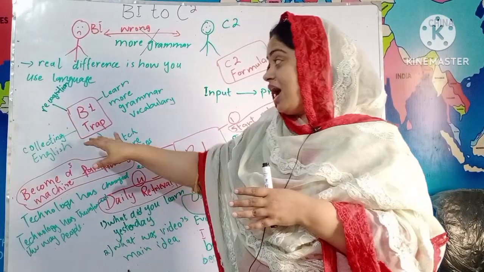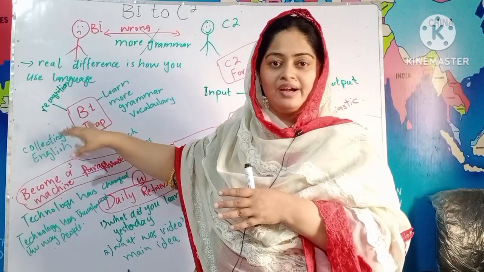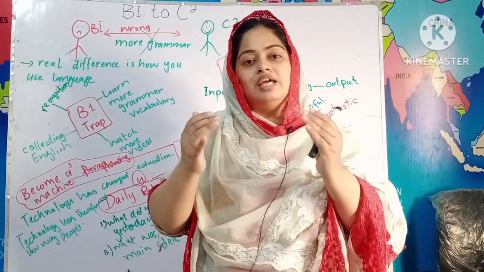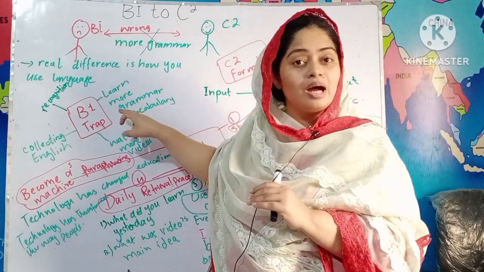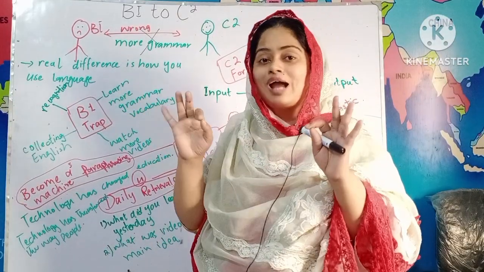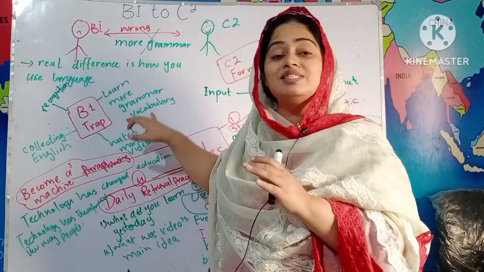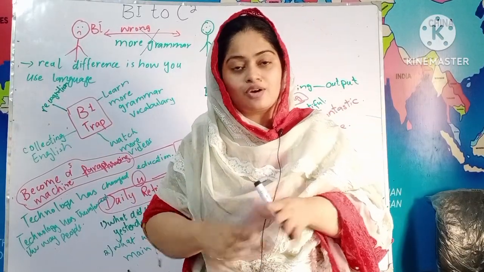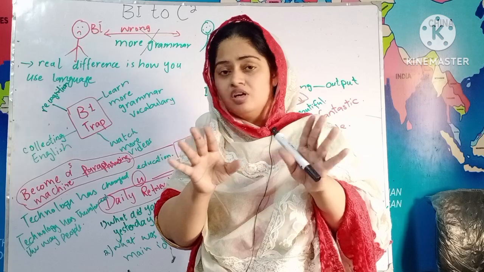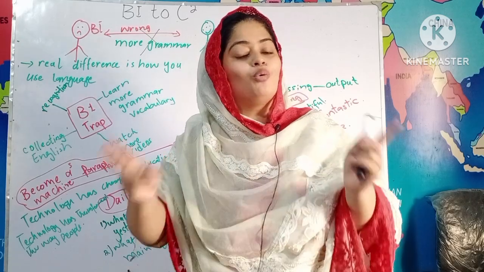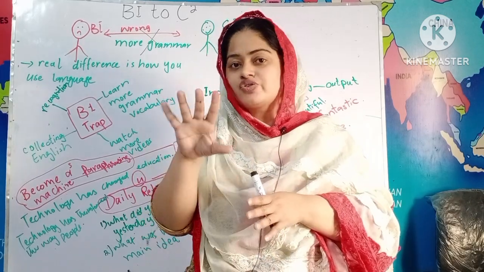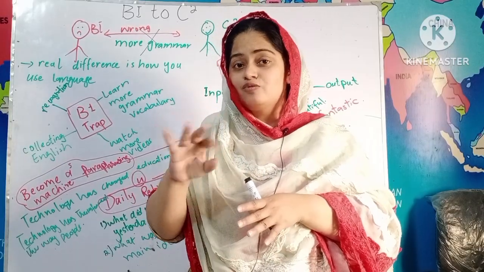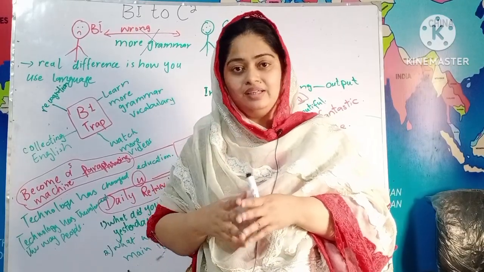Now, what is the trap? The B1 trap, and how are they trapped in B1? Because they learn more grammar rules, they learn more vocabulary words, they watch movies, and they are collecting English language. Now, collection of English language is not wrong, but only collection makes you a stagnant person, like stagnant water makes water dirty and smelly.